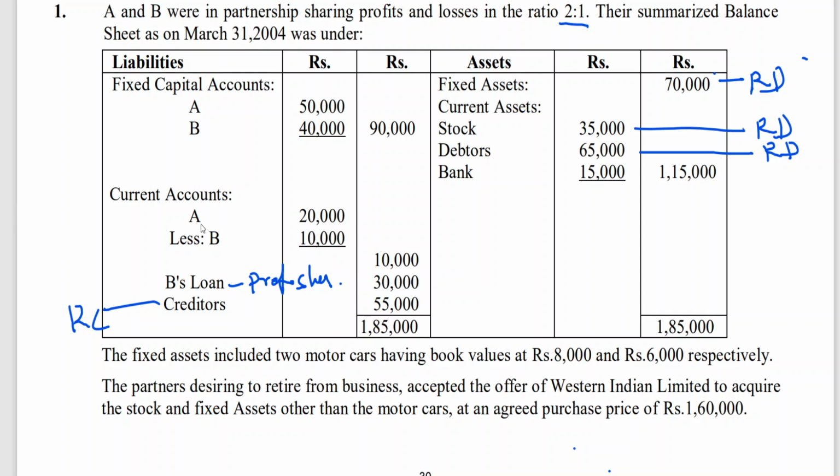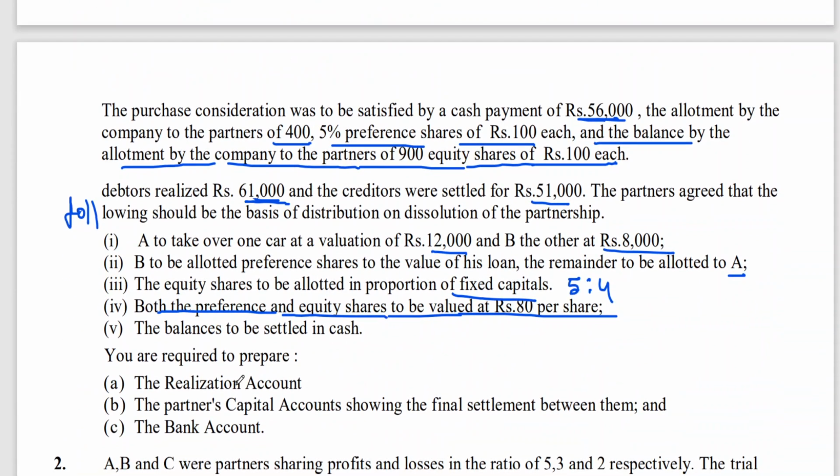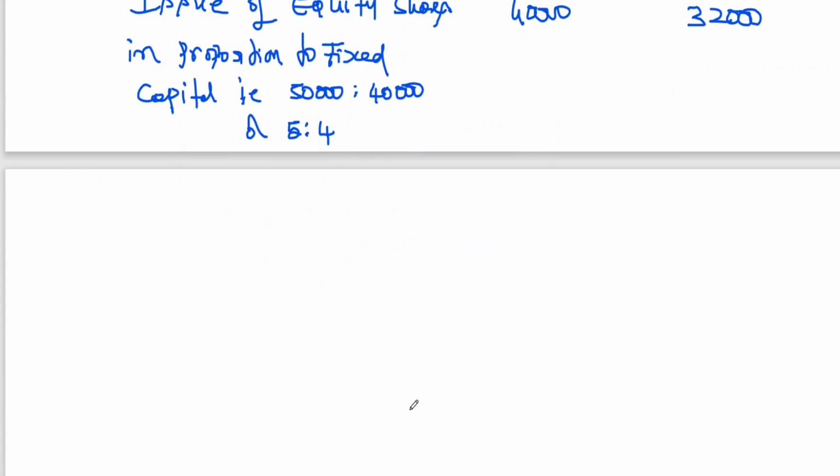And fixed current accounts will be closed by transferring to where? Capital accounts. Now here it is given, you are required to open realization account, partners' capital account showing the final settlement between them, and bank account. We do accordingly. First account which I am opening is realization account.